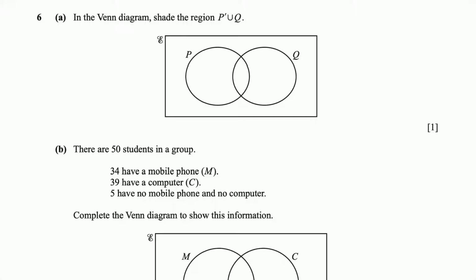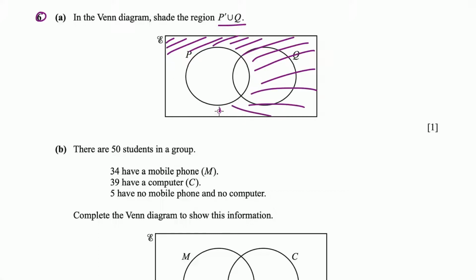So let us start with the sixth question. In the Venn diagram, shade the region P dash union with Q. So P dash means everything that is outside of P. So this is P dash. And what is Q? Q is this.